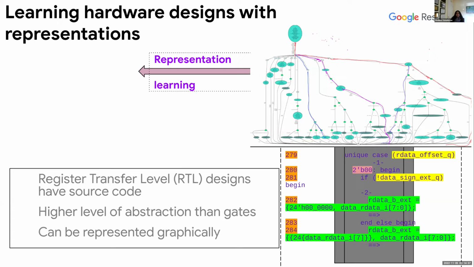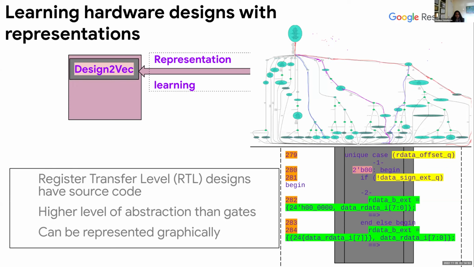And the idea was to be able to provide some kind of representation, and this neural network model we call design to vec, because it vectorizes the design. So that's the context of the name.